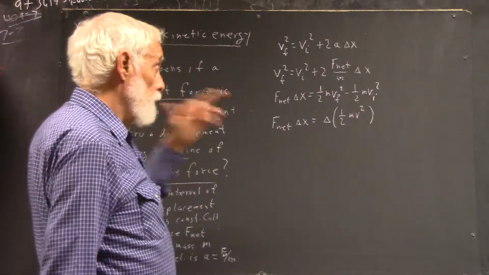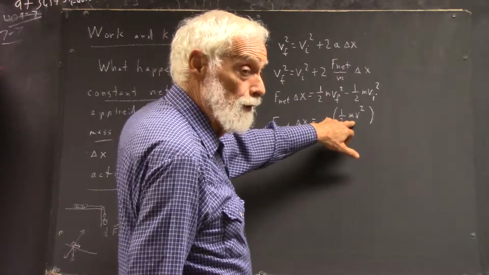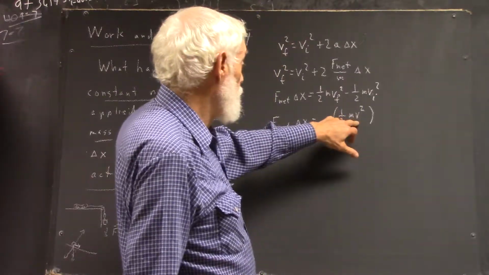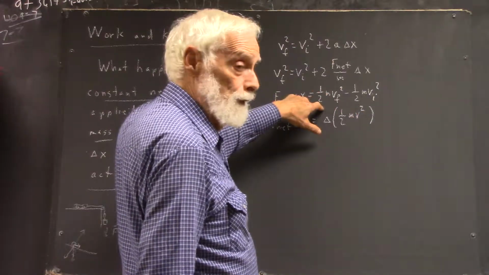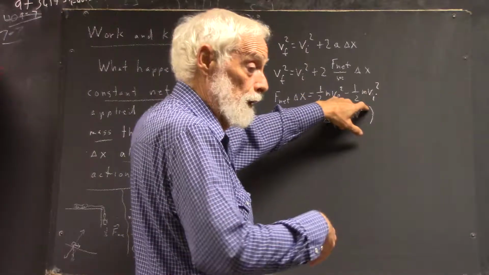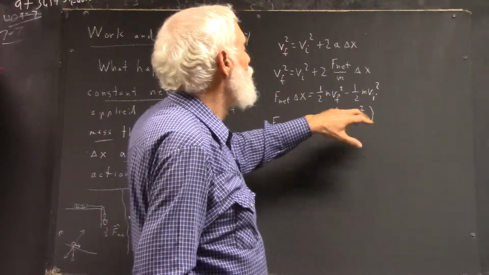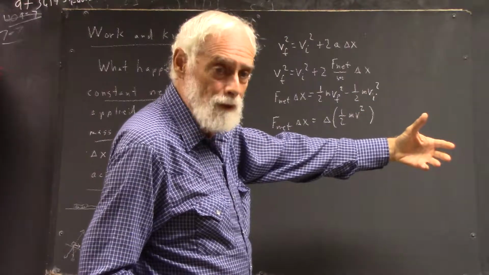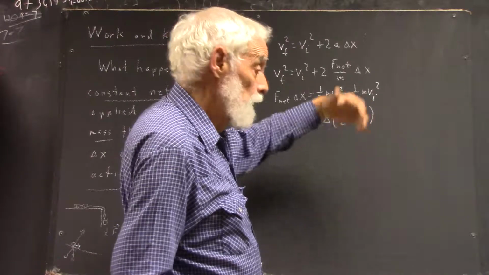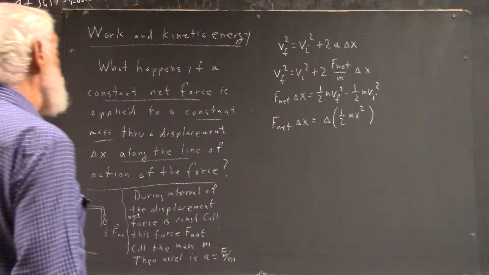I'll write delta of 1/2 mv squared for the change in 1/2 mv squared. And of course the change in 1/2 mv squared is 1/2 m times your final velocity squared minus 1/2 m times your initial velocity squared. In other words, the value you're going to get for 1/2 mv squared minus the value you started with. The later value minus the earlier. That's the change in the value. Okay?